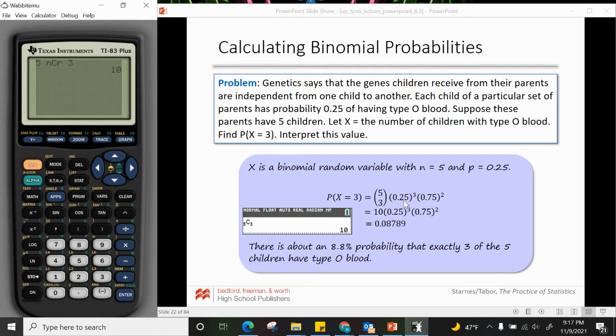Now, if there's 3 successes, that means it would be 0.25 times 0.25 times 0.25, which is 0.25 to the third. So it's going to be 10 times 0.25 raised to the third power times the probability of a failure. Well, 1 minus 0.25 is 0.75, in parentheses raised to the second power. And boom, this is what it is. So there is about 8.8% probability that exactly 3 of the 5 children have type O blood.